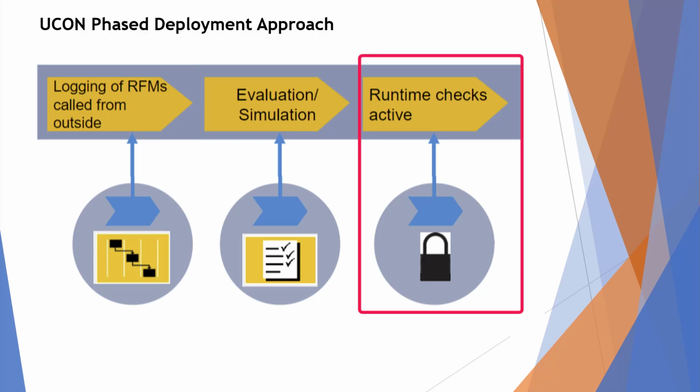In the final phase, UCON will start blocking all the RFMs not on the CA. You can also determine how UCON will address new RFMs that are introduced after UCON is deployed.